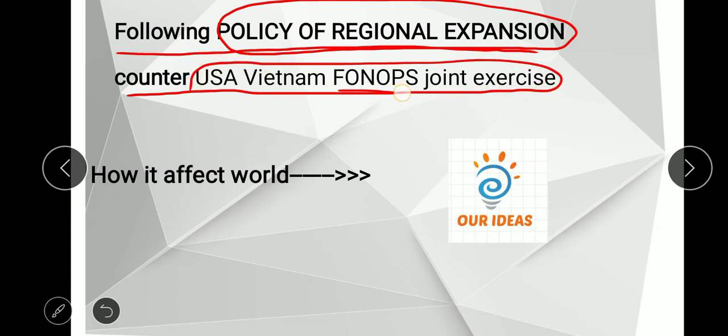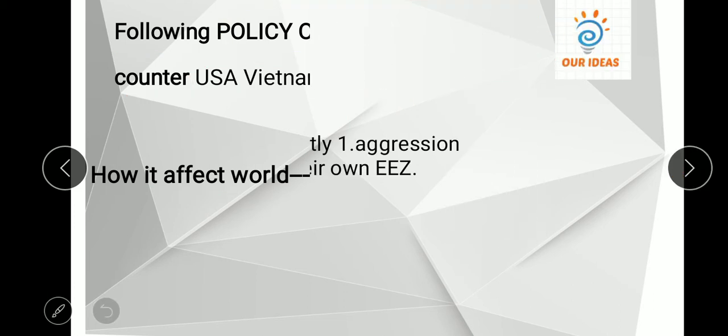And what is that FONOPS? Freedom of navigation operation. Because the US is already saying that there is freedom of navigation in the ocean, but China is affecting it by its aggressive policy. So how does it affect the world? Let's know how it affects the world.